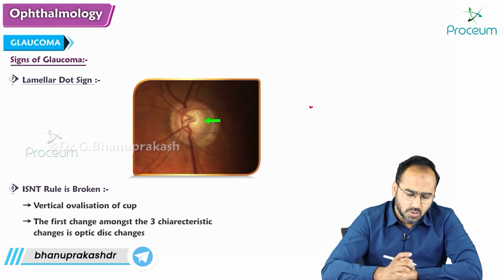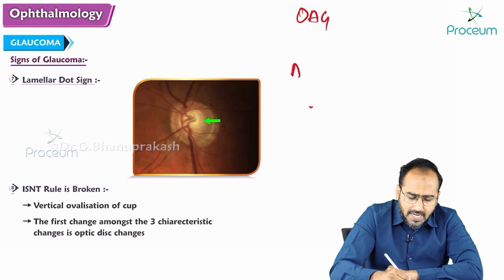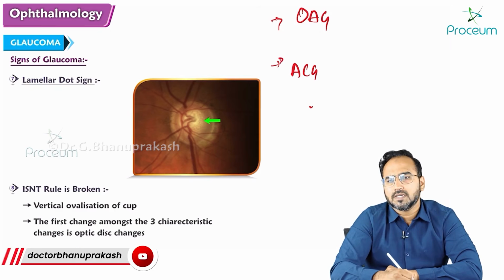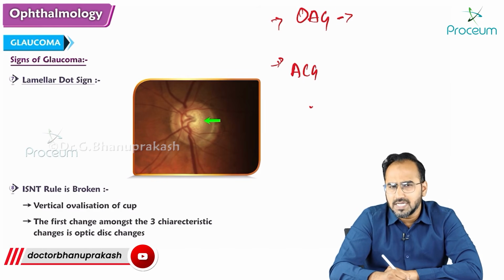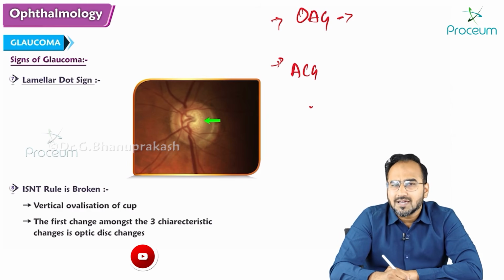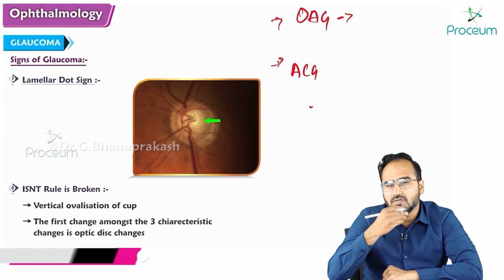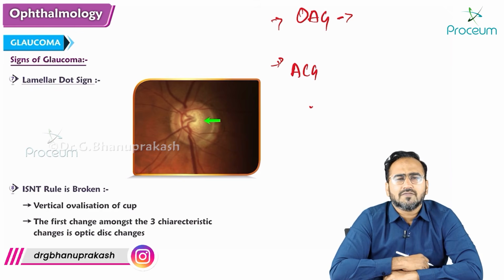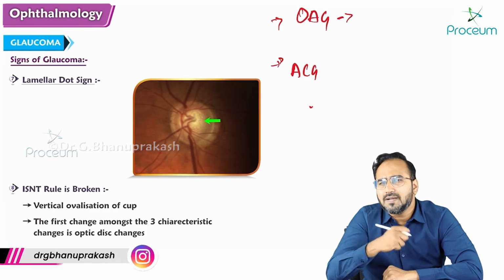Once you know that this patient is suffering from open angle glaucoma or angle closure glaucoma, the next thing is to go for the treatment of glaucoma. What should be your aim in the treatment of glaucoma, guys? The basic thing is the raise in intraocular pressure. Why is the intraocular pressure raised? Because either aqueous humor is being excessively formed or it is not drained properly.